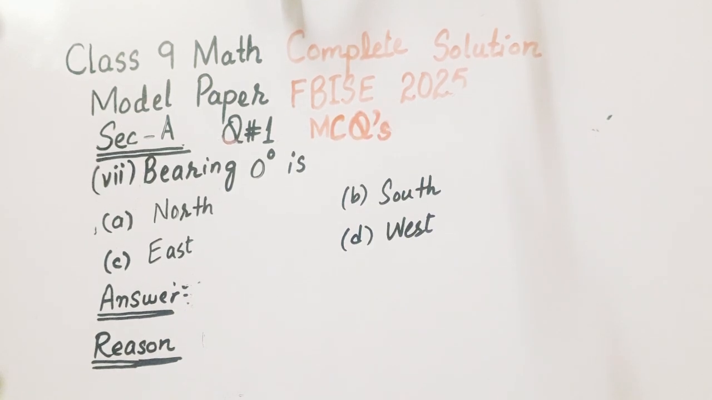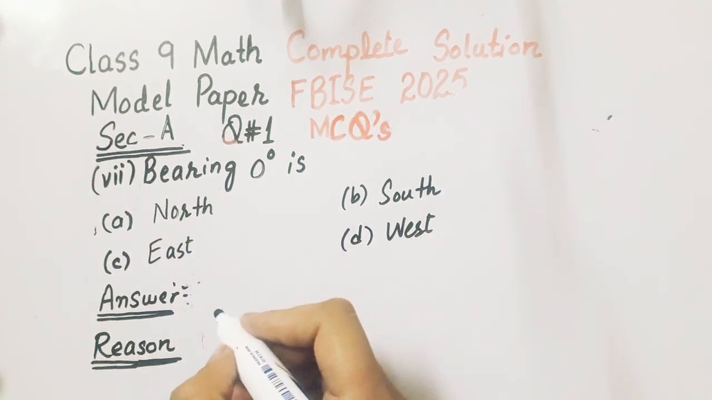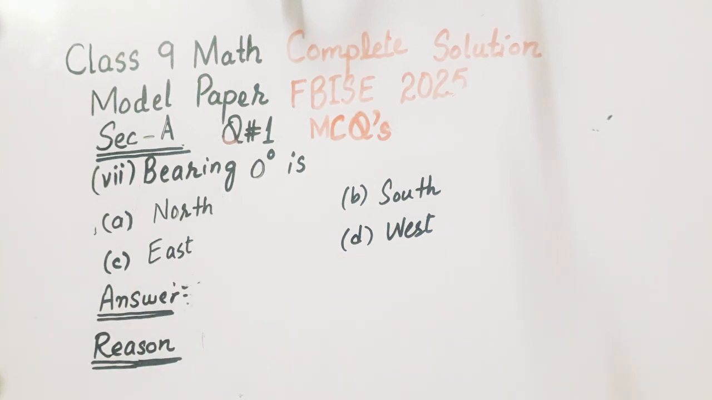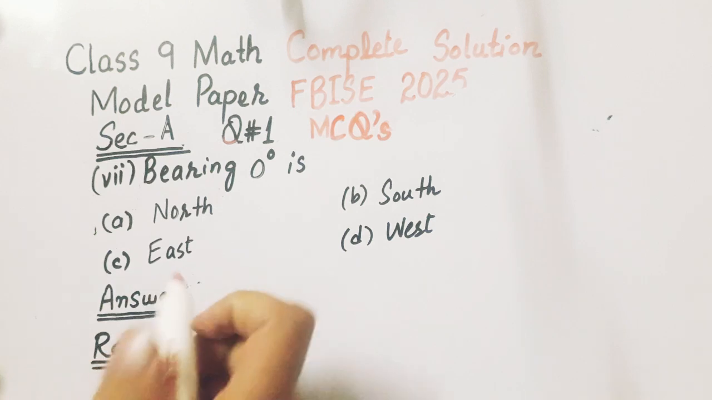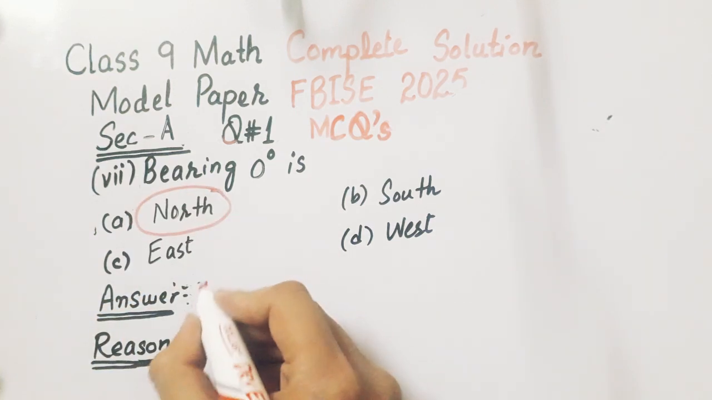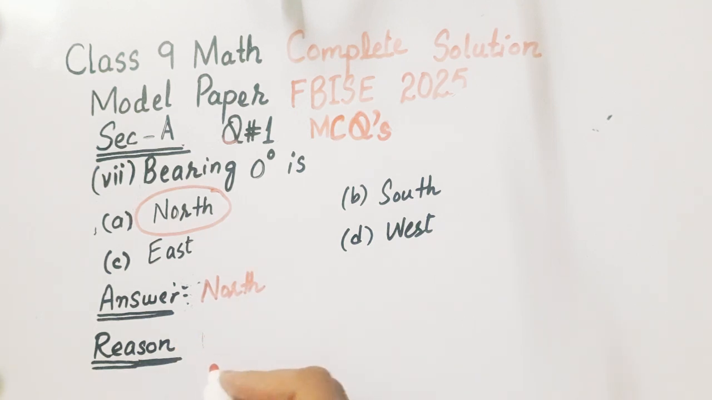Now the 7th MCQ is: bearing 0 degree is north, south, east, or west? The option is north, because when we use a compass needle it always navigates in clockwise, so that we will write the answer.